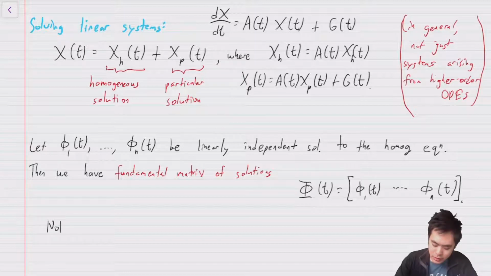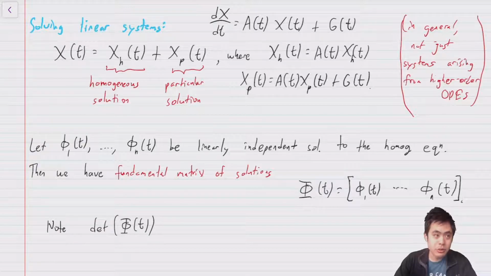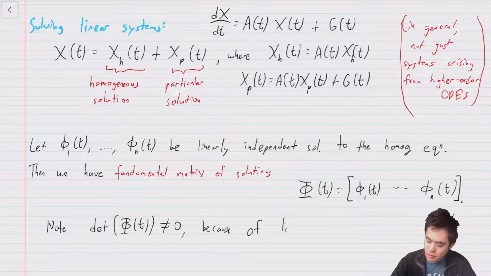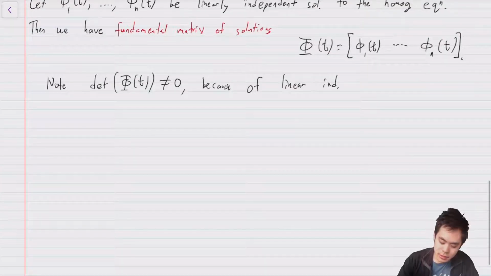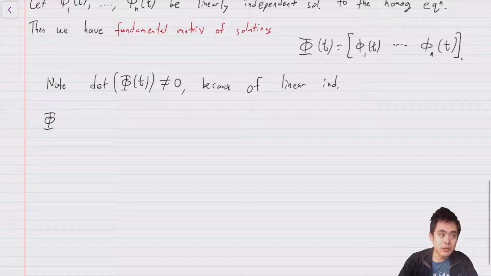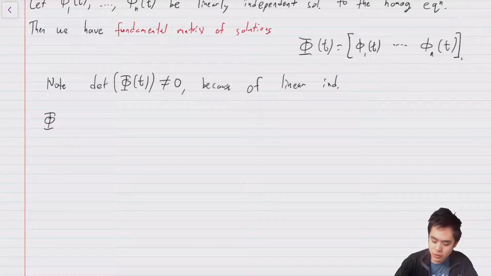And so note that because these are linearly independent, we know that the determinant of the fundamental matrix of solutions is not equal to 0. So we have an inverse because of linear independence. And this has a solution. So this can be proven, and hopefully was proven in your B44 class.